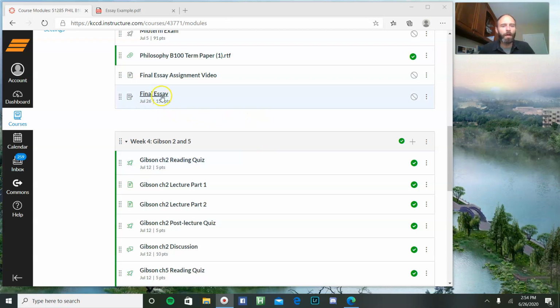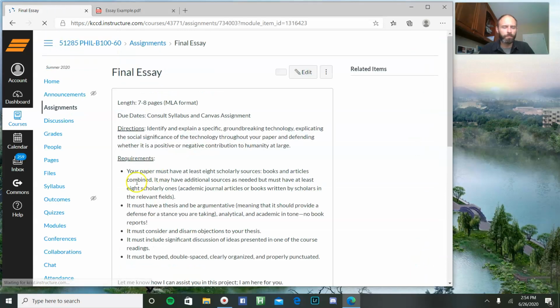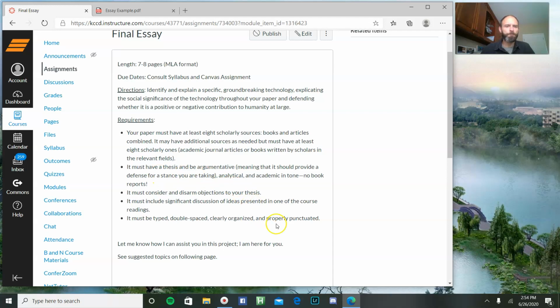So you'll find the final essay assignment in the week 3 module. For this paper, I'm requiring 7 to 8 pages in MLA format. If you're not familiar with MLA format, you can just Google that, and you can even find and download a sample Word document with the format. The paper will be due in the last week of the class.